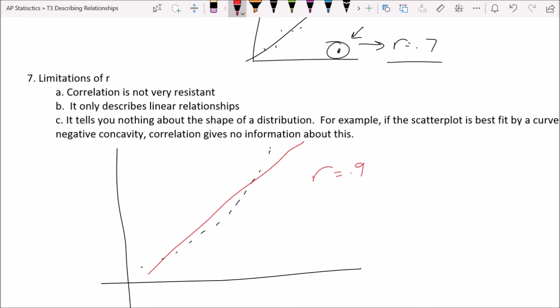And so you could make the mistake of saying, R equals 0.9, so yeah, cool, it's linear. It's a strong positive correlation. When actually by visualizing the data, by looking at the graph, you can tell that, whoa, wait a minute. Those data are not linear. Okay, and so we got to be careful about that. That's something that you need to be aware of, that limitation of correlation.